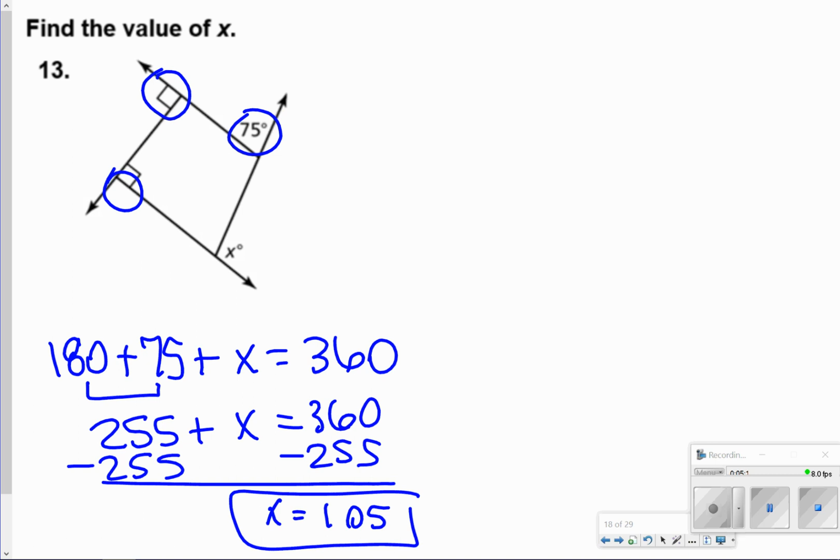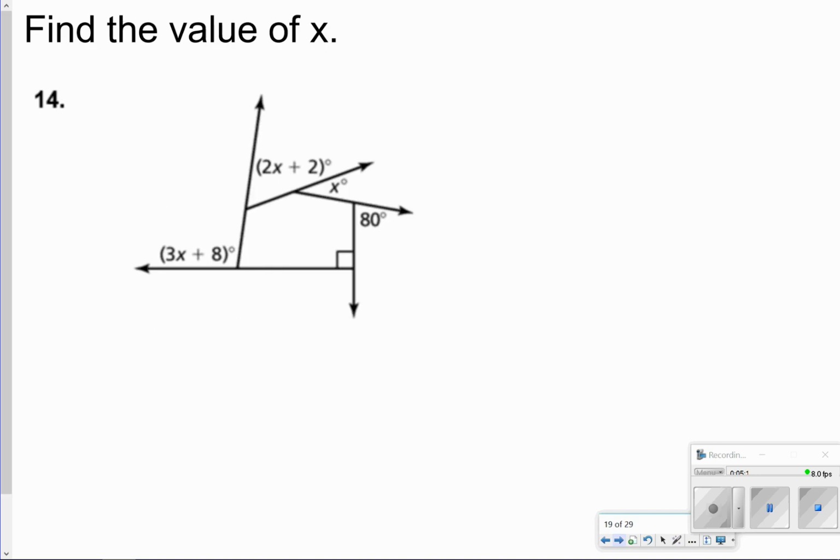Okay? 14 might have been a little tricky because all of those are exterior angles. So what you have to do is write a really big equation, okay?